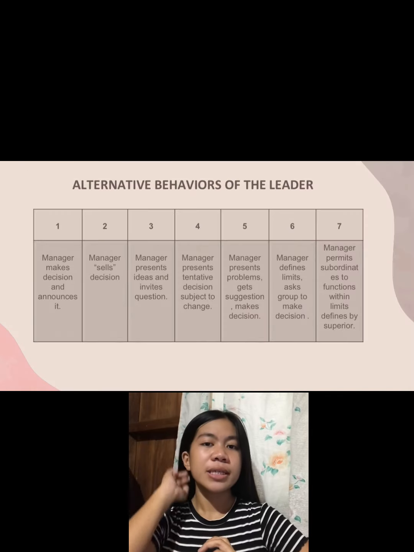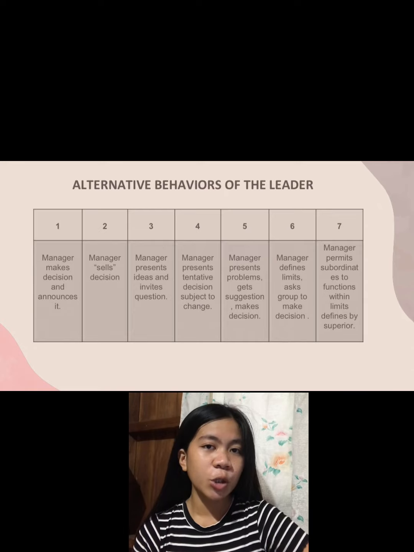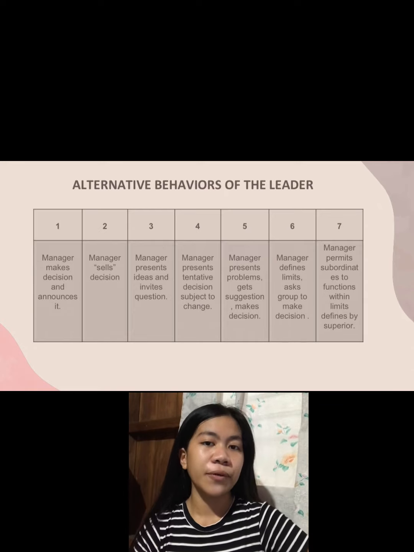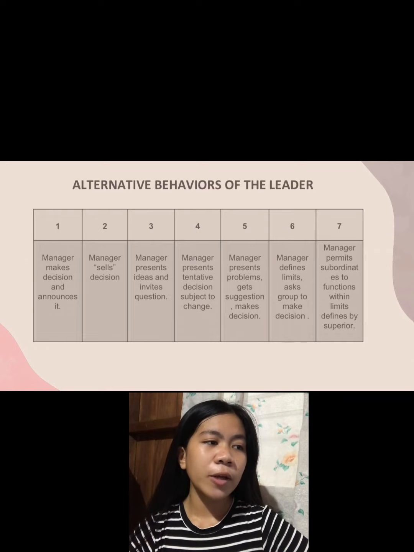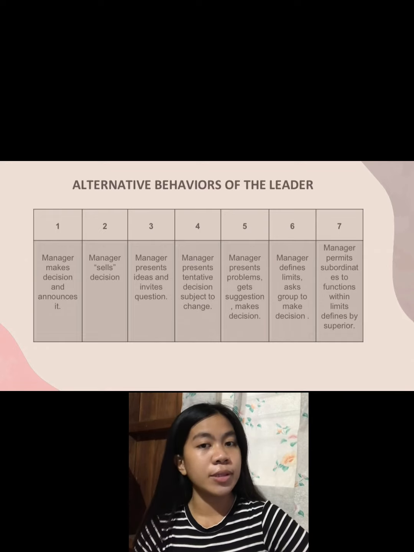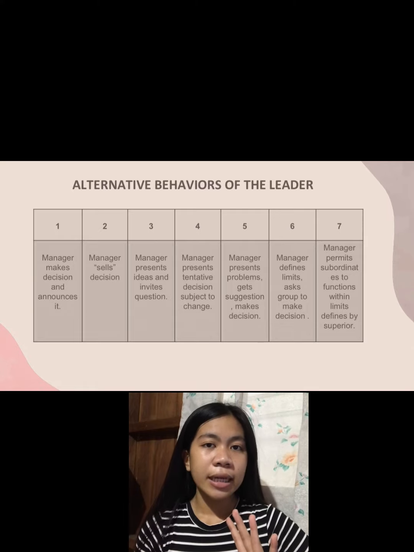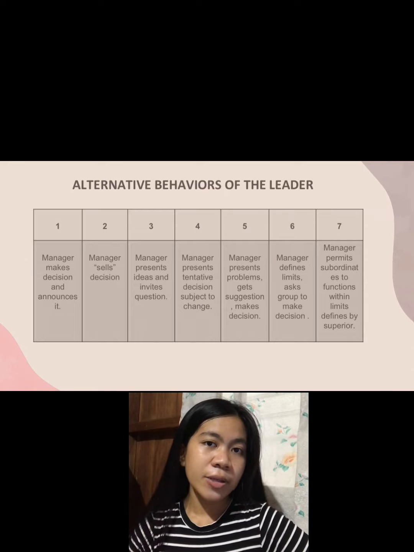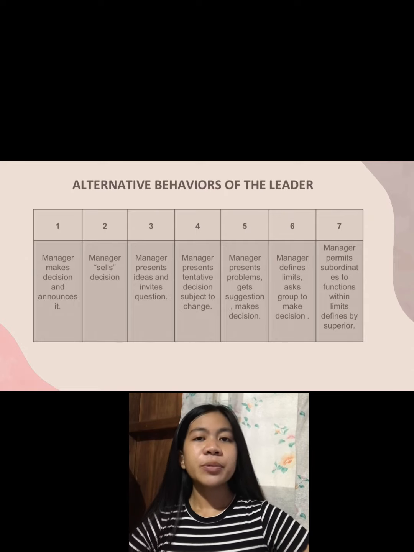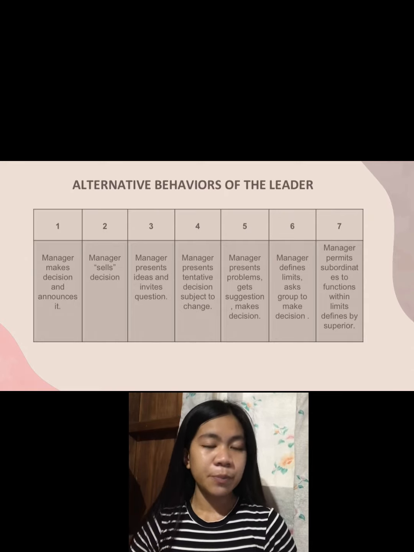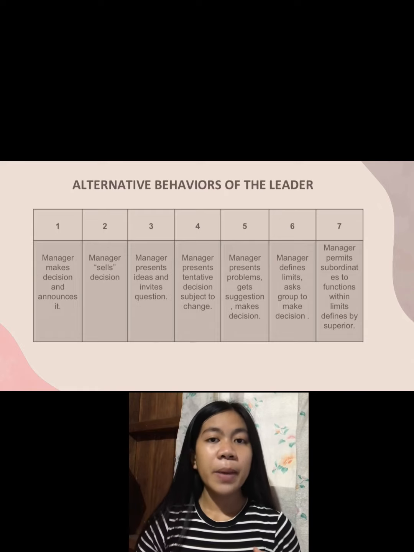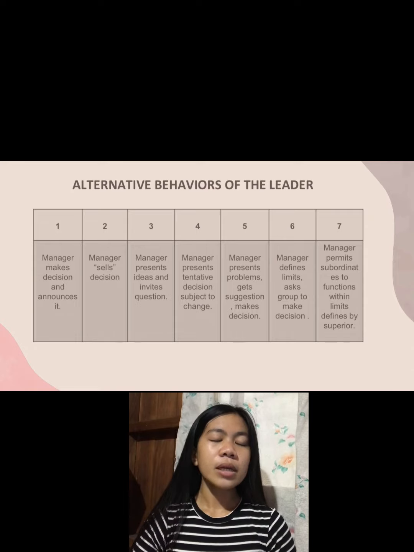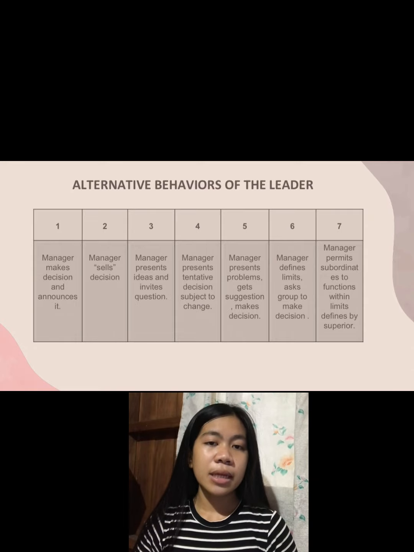Actually, a manager is characterized according to the degree of control that is maintained by him. That's why we have here the alternative behaviors of the leader. Starting with the first one, we have the manager makes decision and announces it. So basically here, the idea is that the manager identifies a problem, chooses a decision, and announces this to subordinates. The subordinates are not a party to the decision-making process, and the manager expects them to implement his decisions as soon as possible.